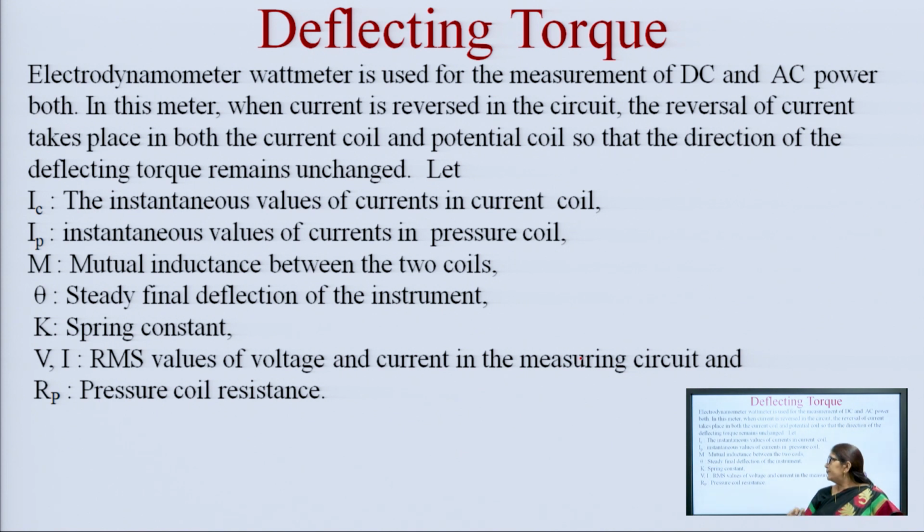So, here we can see that IC is the instantaneous value of current in the current coil, IP is the instantaneous value of current in the pressure coil, M is the mutual inductance between the two coils, theta is the steady final deflection of the instrument, K is the spring constant, V and I are the RMS values of voltage and current in the measuring circuit, and RP is the pressure coil resistance.